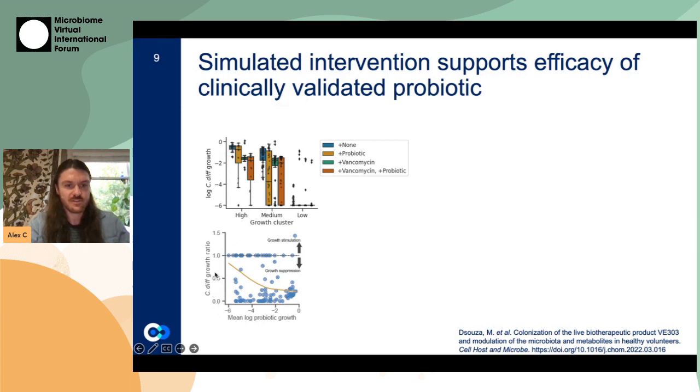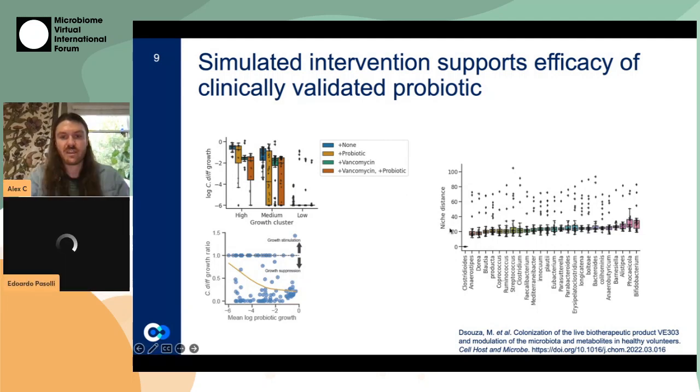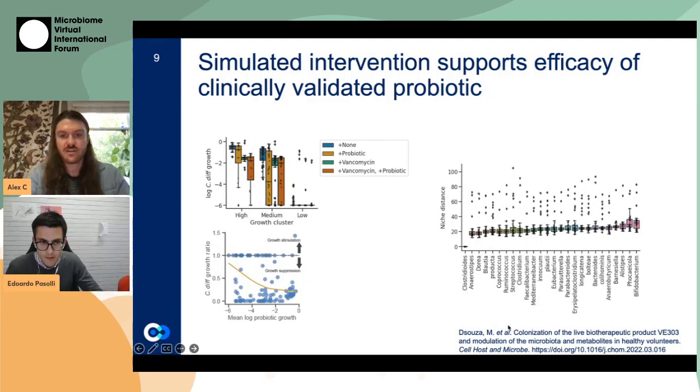Examining these results a little bit closer, we see that essentially when the probiotic is growing, it is suppressing the growth of C. diff. When the average growth rate of the probiotic strains is low, you see C. diff is still able to invade. And when we look at the average distance in their consumption profiles, we find that many of the probiotic strains, for instance, this Blautia producta.